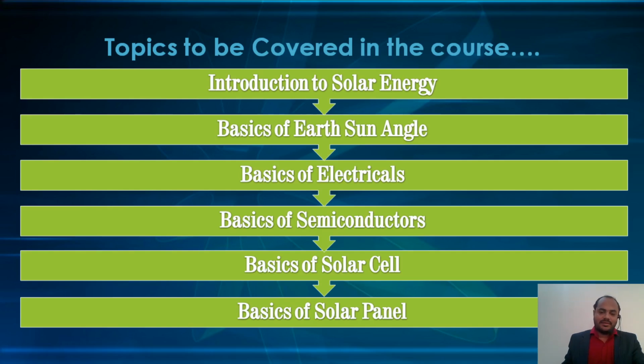Basics of semiconductors. We will discuss the number of semiconductor materials and which materials we are going to use in the solar cell. We will discuss the basic manufacturing and construction of a solar cell, and also the working of a PN junction diode. We will discuss the basics of the solar panel. In this, we will discuss how to select a solar panel, how to choose a solar panel from different companies, and the different types.